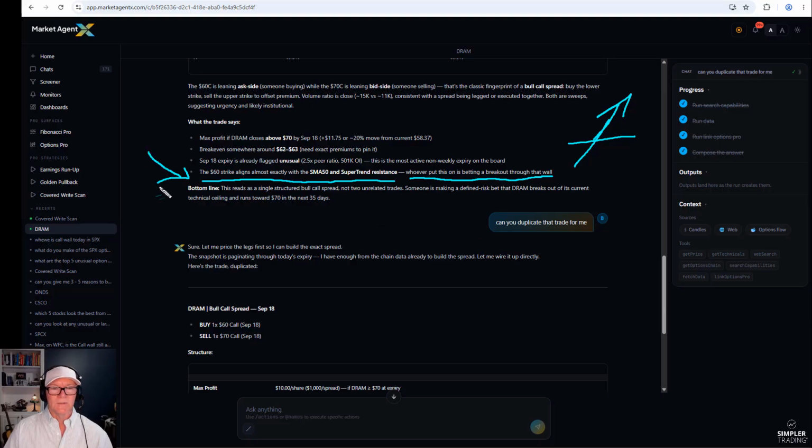Bottom line, that's what we want to see. You could spend 10 seconds on this and just read the bottom line and it gives you pretty much everything you need to know. This reads as a single structured bull call spread, not two unrelated trades. Someone's making a defined risk bet that DRAM breaks out of its current technical ceiling and runs towards 70 in the next 35 days, right? So where do I want to be? I want to target 70 in the next 35 days.